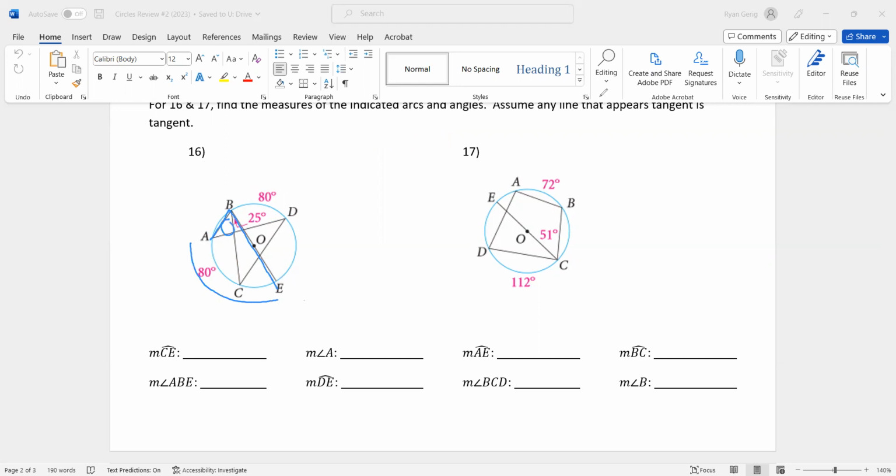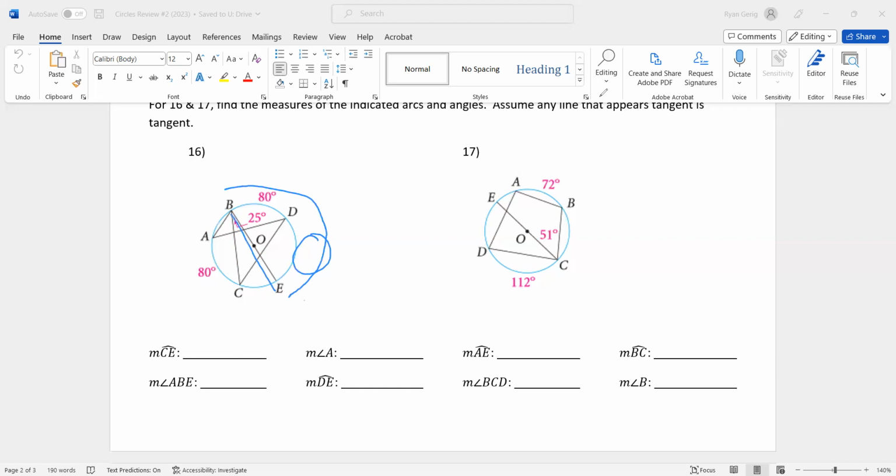And then arc DE. So if I'm looking at that, I see that. I don't see. Oh, there it is. Okay. Arc DE shouldn't be too bad because I see that BE is a semicircle made by a diameter, right? So 180 minus 80. Don't overlook the easy stuff.